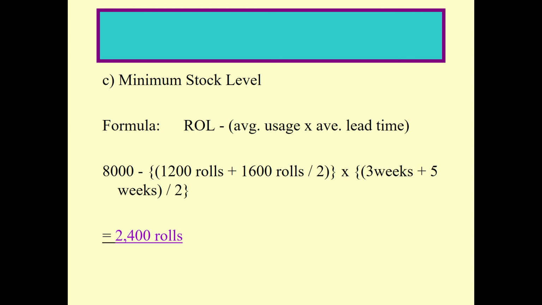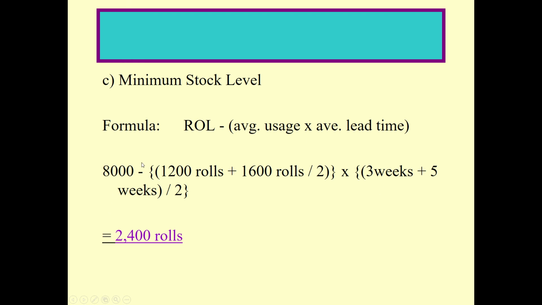The last question is the minimum stock level. The formula is ROL minus, in bracket, average usage times the average lead time. In order to get the average usage, you need to add up the minimum usage with the maximum usage and then divide them by 2. And to calculate the average lead time, the formula is quite the same, but this time you plus the minimum lead time with the maximum lead time, and divide them by 2. Then you will get your average lead time.